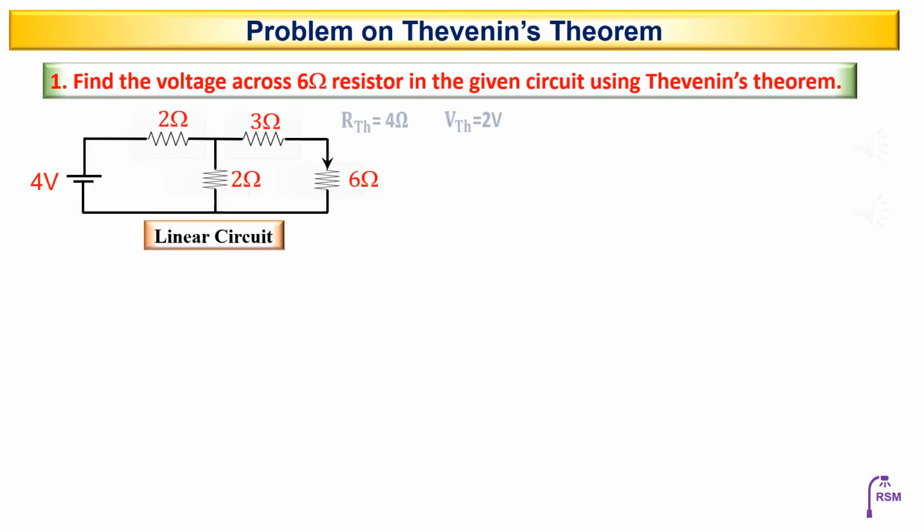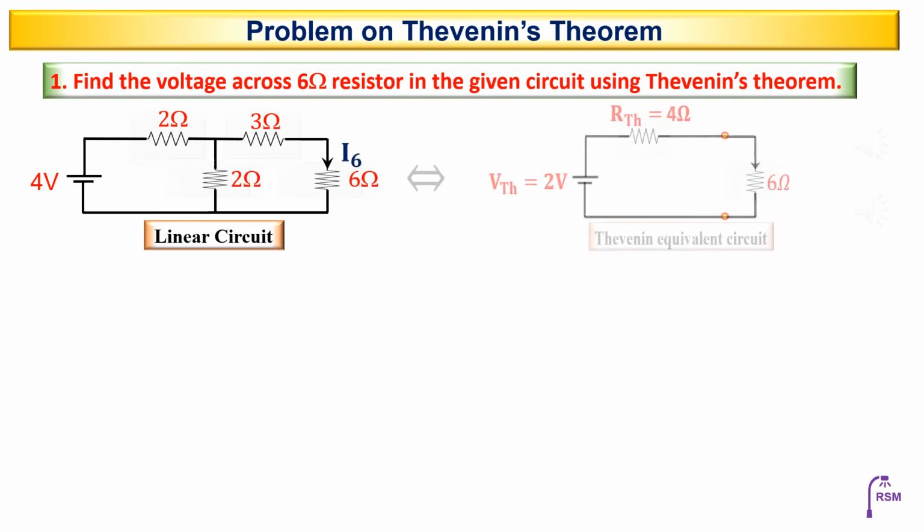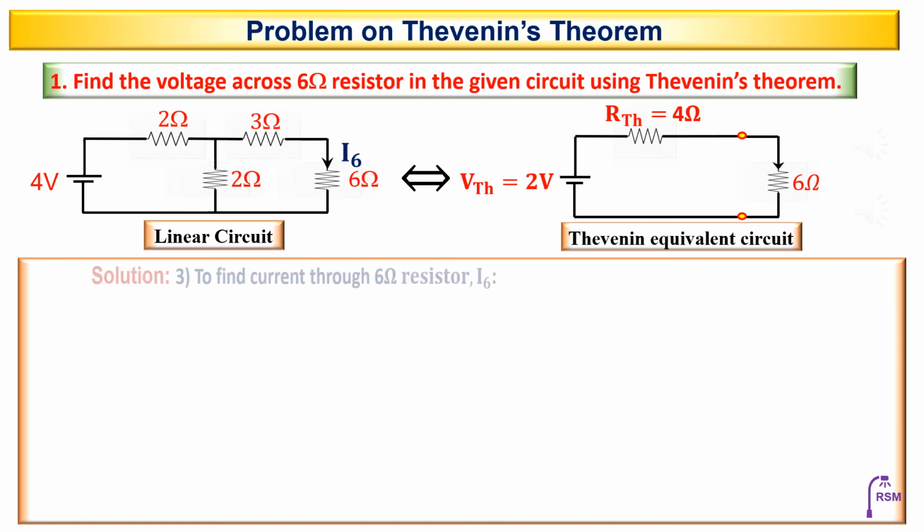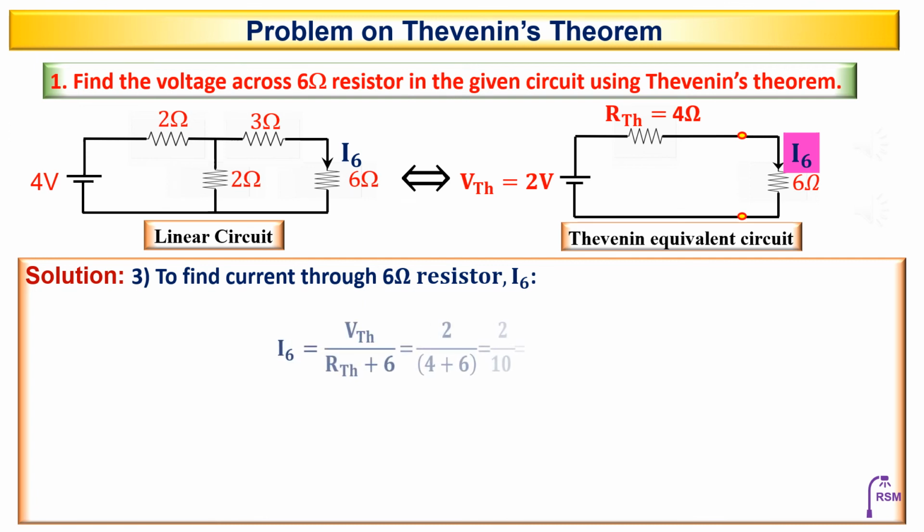Once you know the value of RTH and VTH of the given linear circuit, then in order to find the current through the 6 ohm resistor, replace the given linear circuit by a Thevenin's equivalent circuit. Now, the current through the 6 ohm resistor according to the Thevenin's equivalent circuit is given by I6 equal to VTH by RTH plus 6. If we substitute the value of VTH and RTH in I6, I6 becomes 2 by 4 plus 6, which is equal to 2 by 10, which is equal to 0.2 ampere.